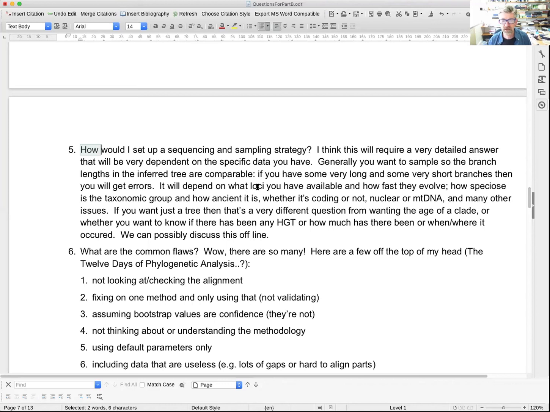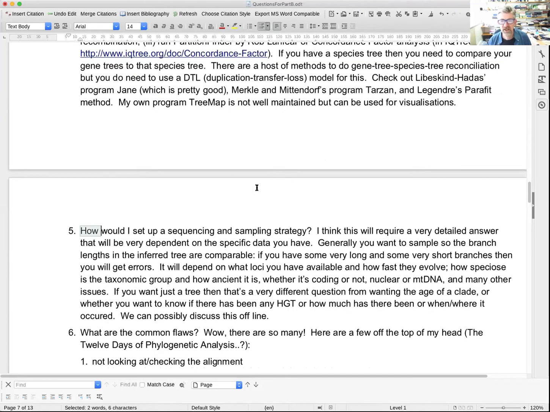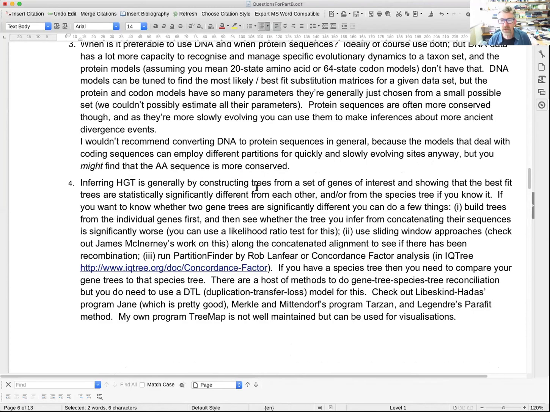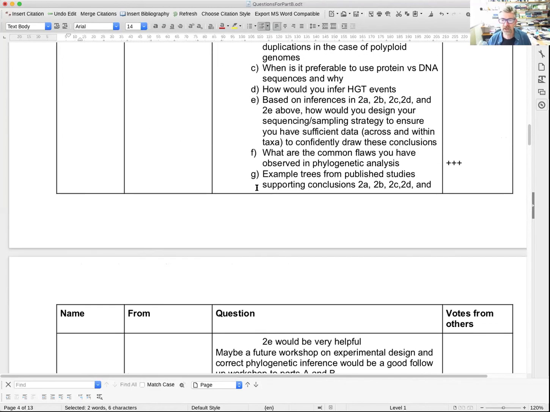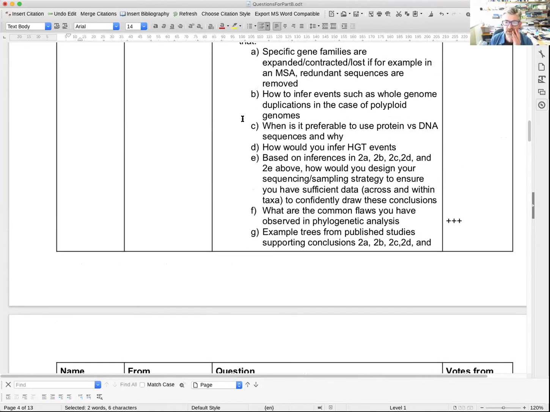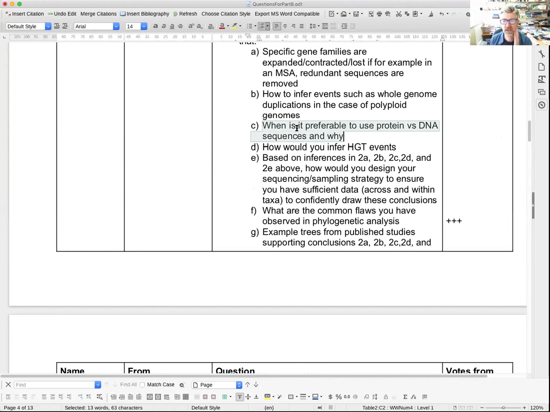You don't necessarily need duplicate sequences from each species or each taxon, but you want at least one good sequence from each taxon of the loci that you're after. I'm not sure whether that really answers your question. Let me go back and have a look at it again. Across and within taxa to draw these conclusions, infer events. So it's not really about C. I think we've covered that. That's part C, you should probably use DNA.